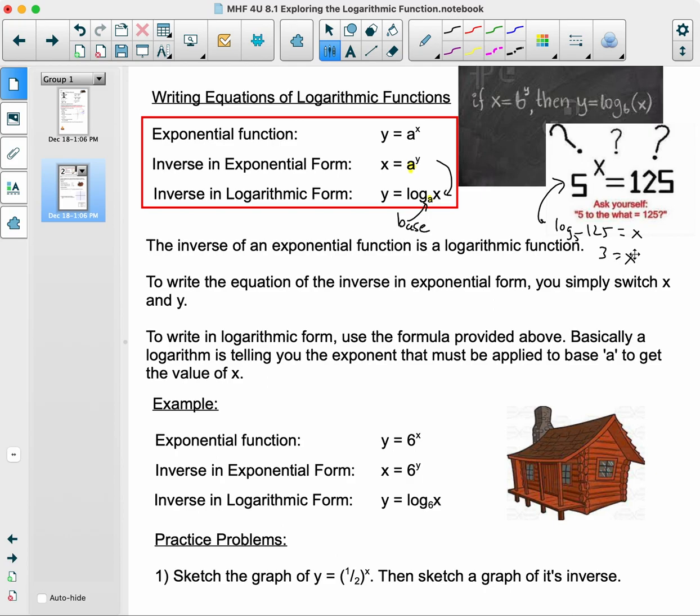If you have to write the equation of the inverse in exponential form, you just switch x and y, and then to write in logarithmic form, use the formula above. Again, I will show you where that comes from as we go, I promise. And then I have an example with numbers.